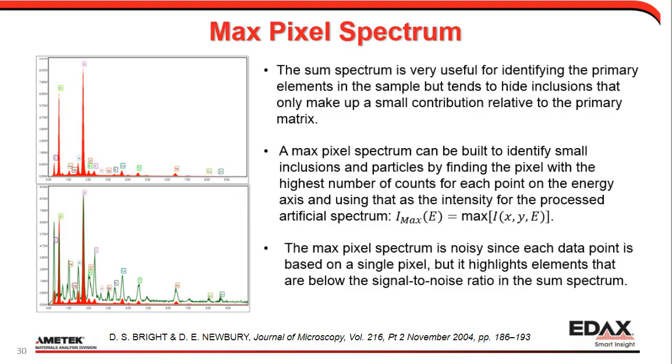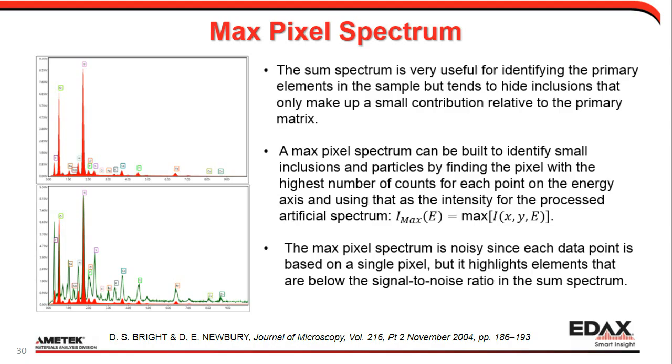The spectrum shown in mapping mode is a sum spectrum. The sum spectrum is very useful for identifying the primary elements in the sample, but tends to hide inclusions that only make a small contribution relative to the primary matrix. A maximum pixel spectrum can be built to identify small inclusions and particles by finding the pixel with the highest number of counts for each point on the energy axis and using that as the intensity for the processed artificial spectrum.